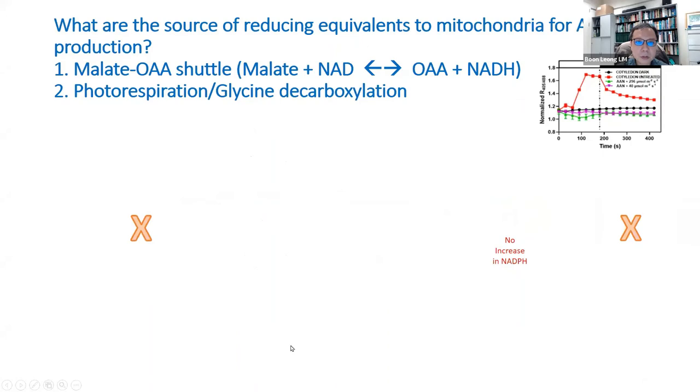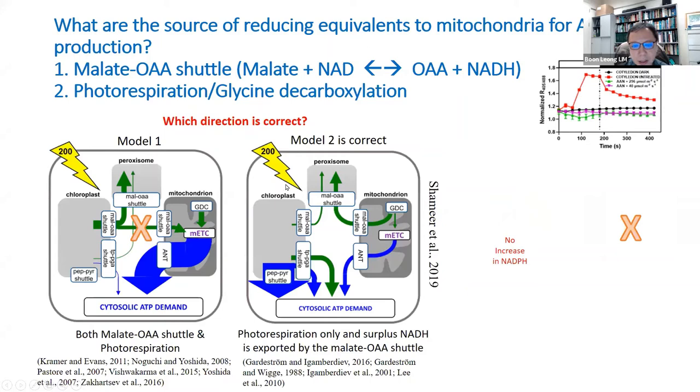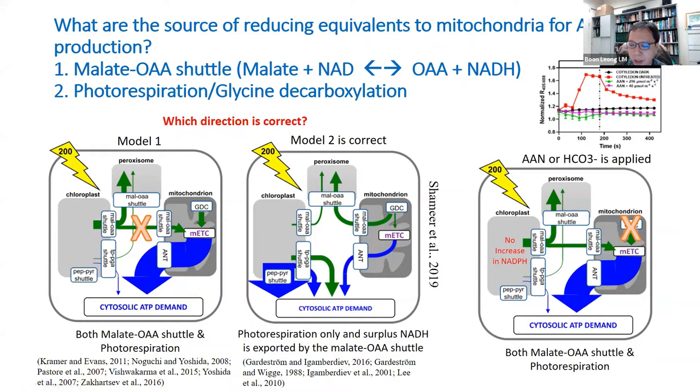So based on this data, we propose that model 2 is correct. Is it because when GDC is inhibited, by AAN or when there is no photorespiration, there will be more reducing power that could be consumed by the mitochondrial electron transport chain, so that there is no increase in NADPH in the chloroplast.